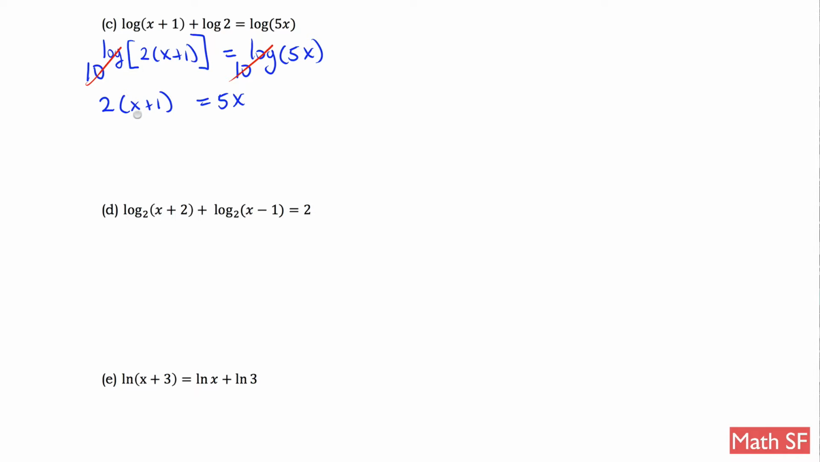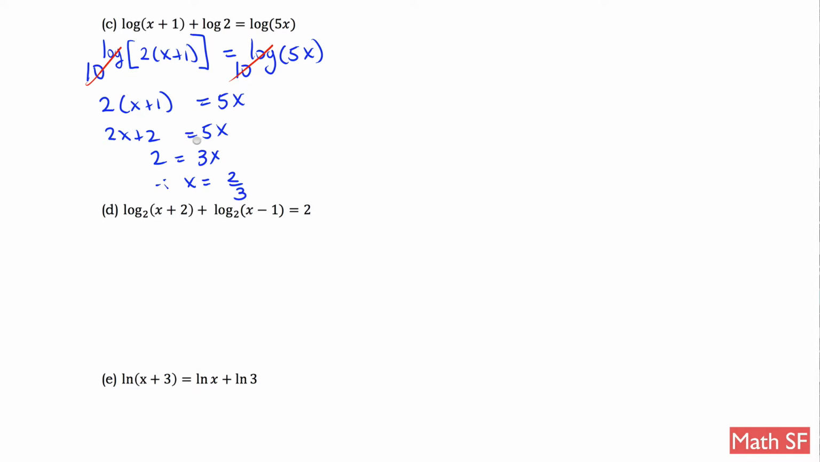And let's solve this logarithmic equation that turned out into a linear equation. So 2x plus 2 equals 5x. Now let's solve for x. 2 equals 3x, and therefore x equals 2/3.